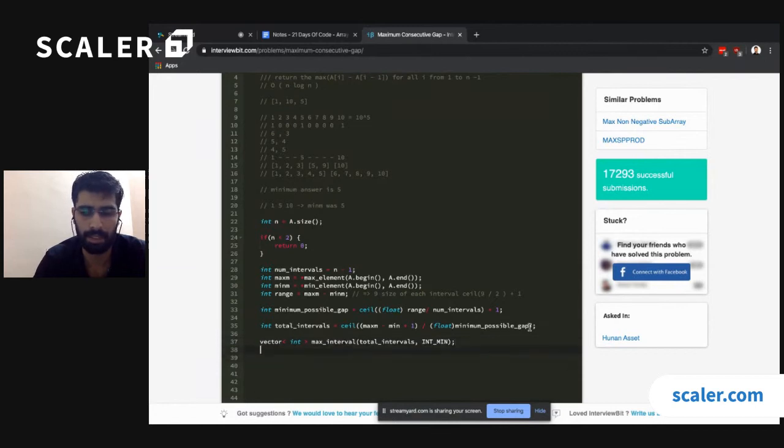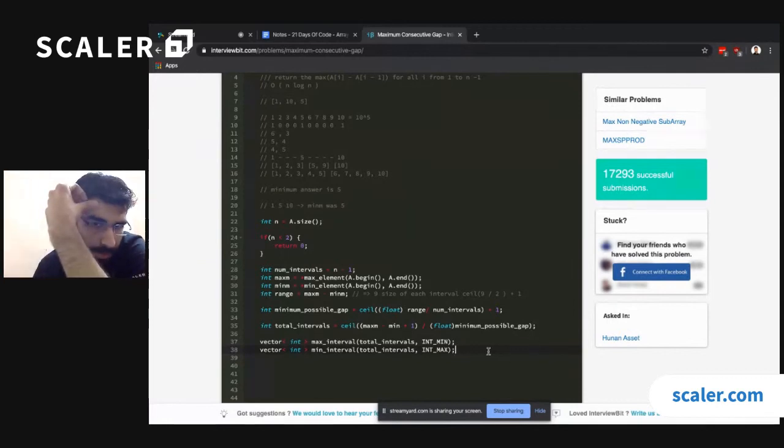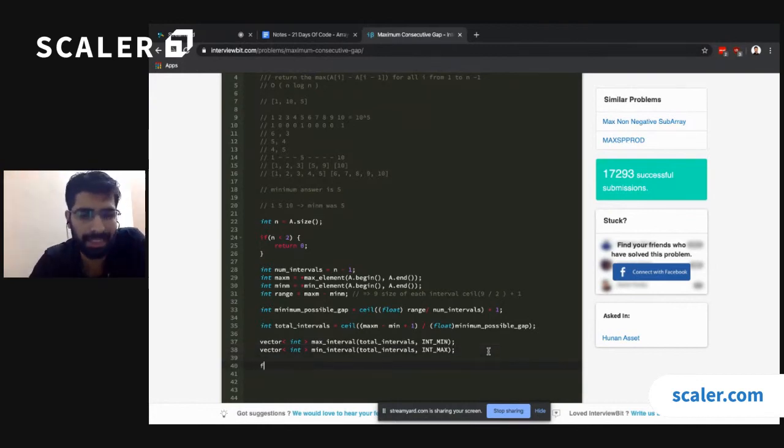Then I can have min interval of size total intervals again, and initialize it by int max. Okay. And do I see anything there? Okay, so all the numbers will be minimum and maximum. Okay, so then I iterate over all the numbers and assign it to a group.